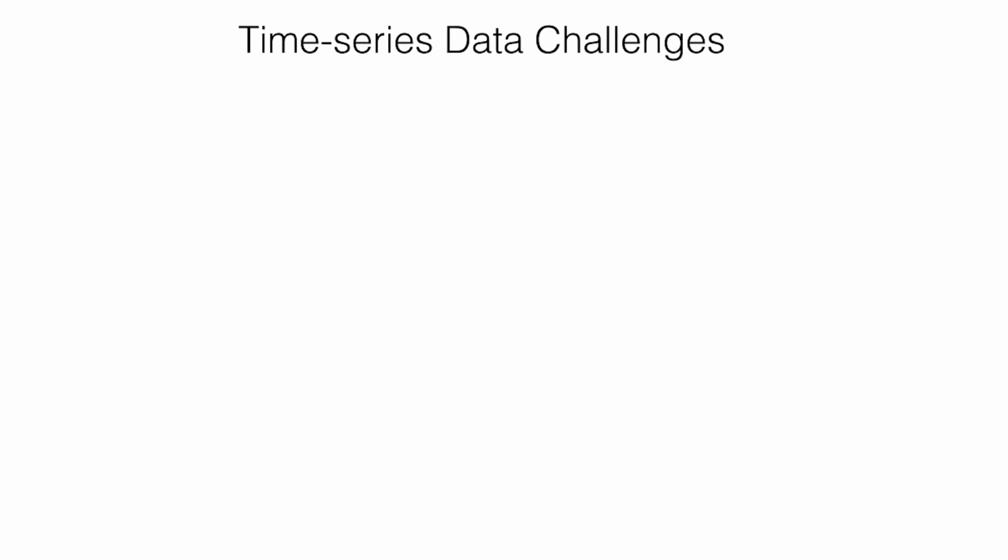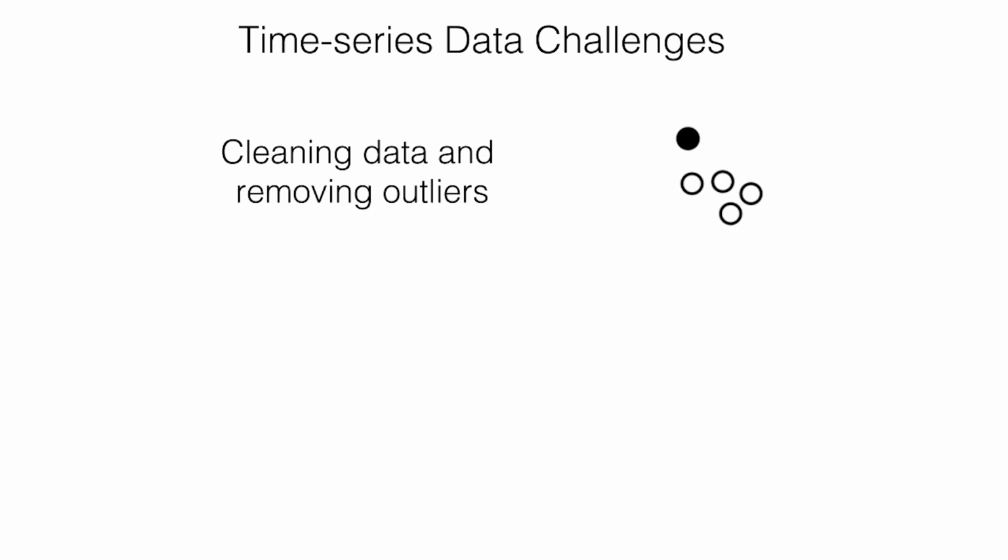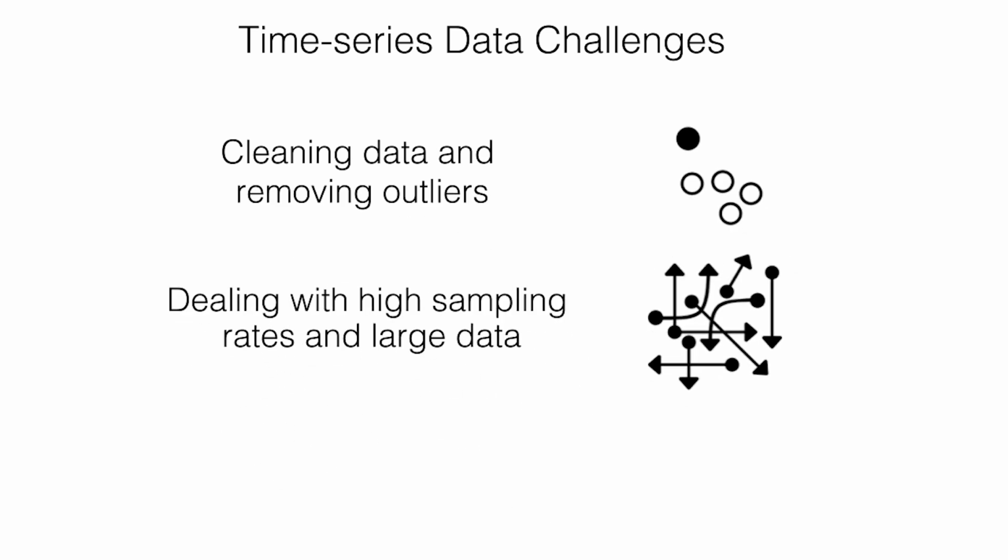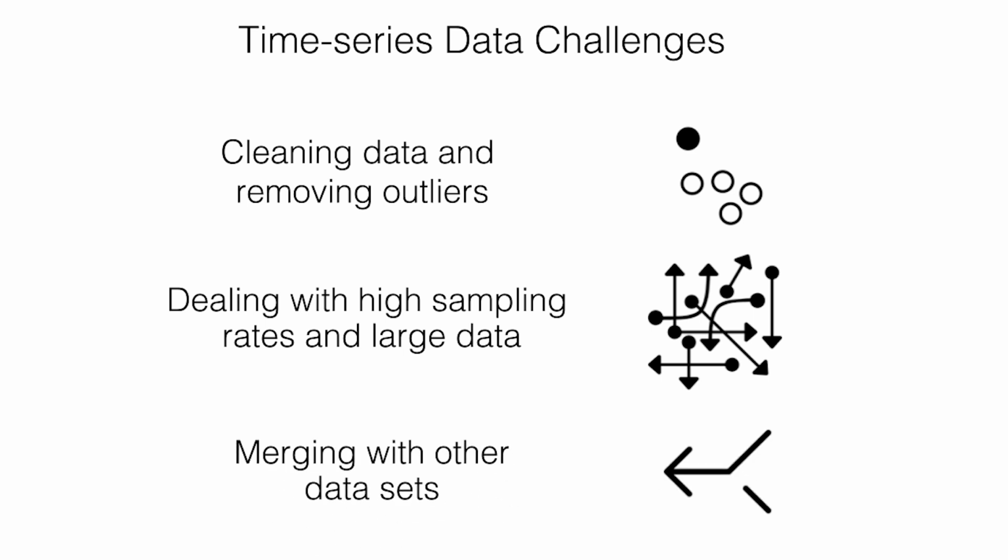The first set is techniques that are used to clean data by removing outliers and filling gaps. Next, to deal with high sampling rates, the data may need to be resampled to a lower frequency to smooth it out. Finally, special merging techniques are needed to combine different time series data sets that may not match up well or be stored at different frequencies.